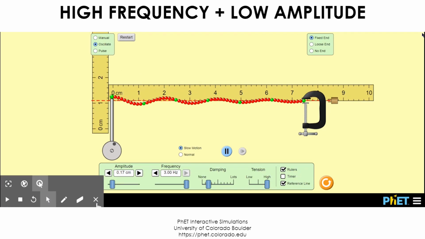Finally, we'll look at a high frequency and low amplitude wave. Again, pay close attention to the wavelength as we watch. You may notice a difference between this wave that has a high frequency and low amplitude and the wave from the last set that had a low frequency and high amplitude. What happened to the wavelength?